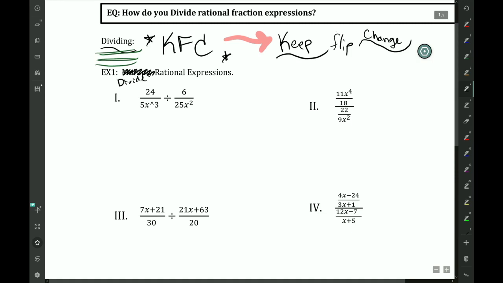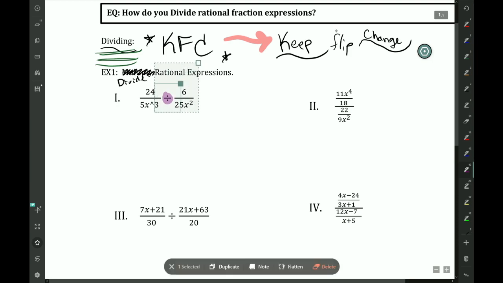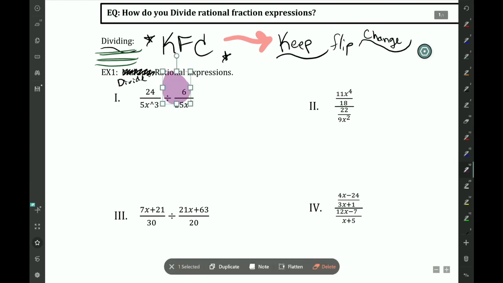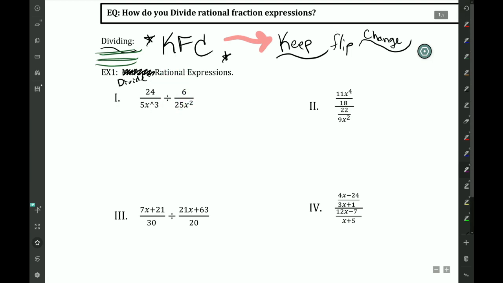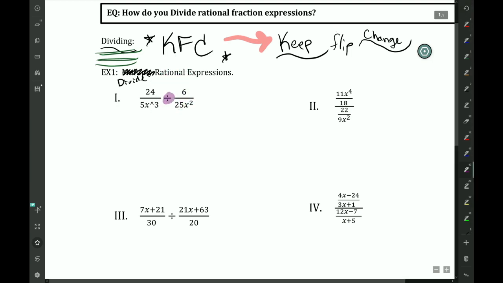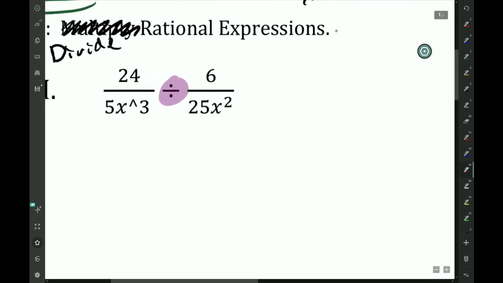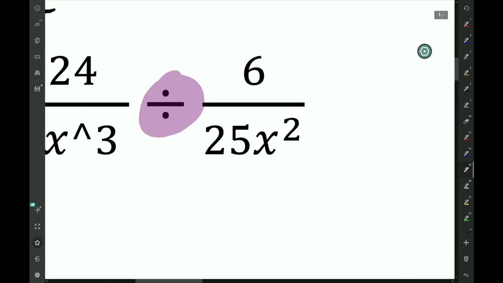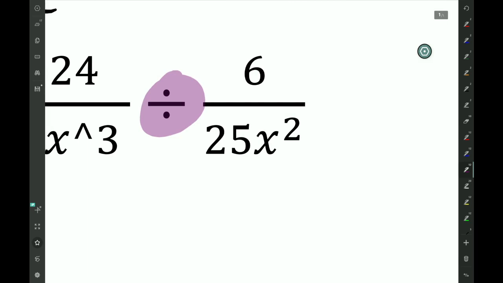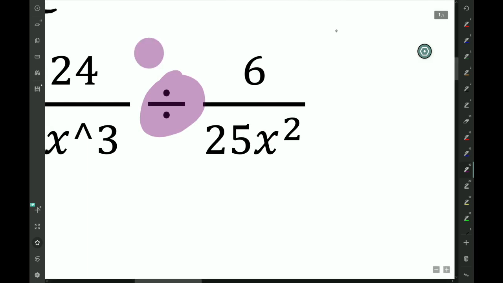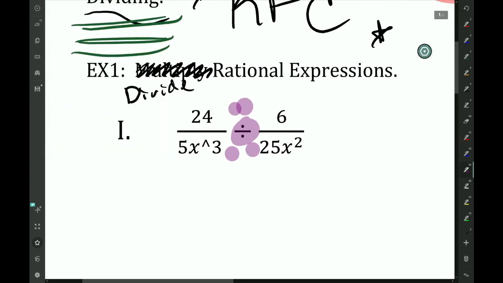And here's the big thing. Students want to right away just multiply across like yesterday, but here's the big ticket. I'm going to zoom in here for a second. That is a division sign. Dividing, not multiplying. When you see this, you have to do KFC.